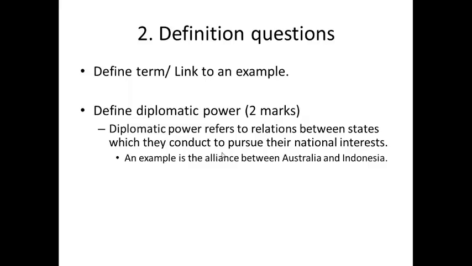If it's just identify one example, coalition of the willing. If it's 1 mark and it's just identify, you just list. It's almost like a list. But if it said define an example, then we're doing this. Define.